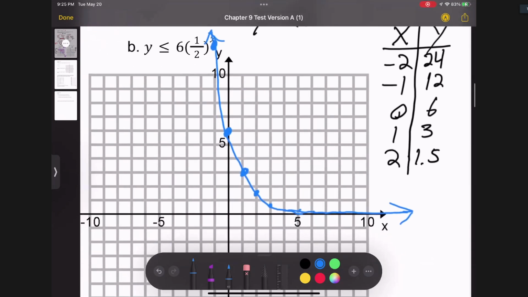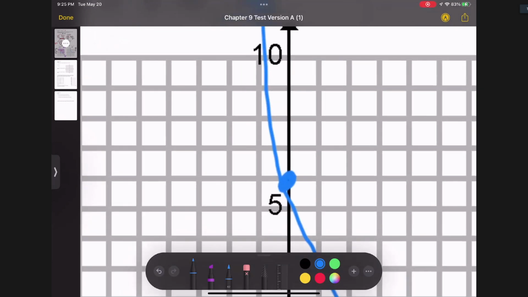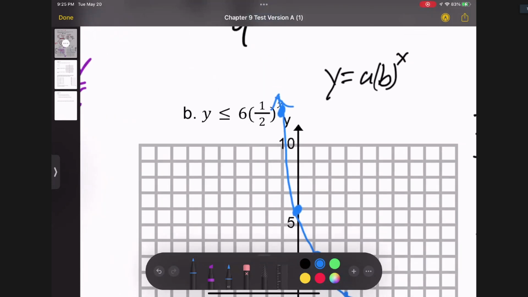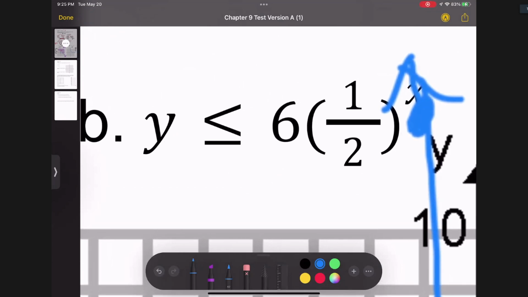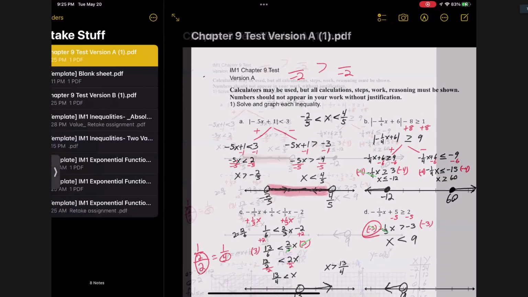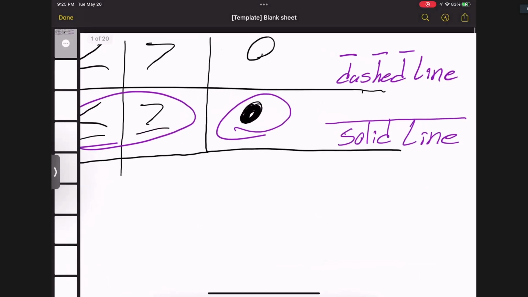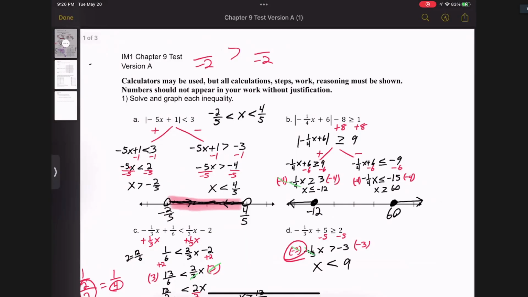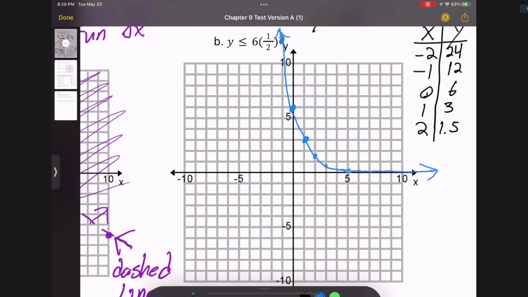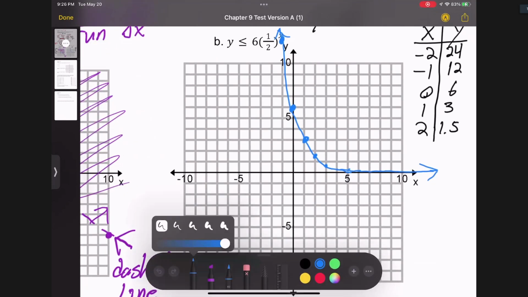Now, we got to see which side is to actually shade. But before we actually do that, is this going to be a solid line or a dashed line? Now, it's going to be a solid line. How do I know it's a solid line? Well, let's look at our little cheat sheet right over here. Whenever you have the line underneath, that means inclusion. That means it's going to be on the line. You can have it to be on the line. So let's see. This is going to be a solid line. I'm going to write down, again, solid line.